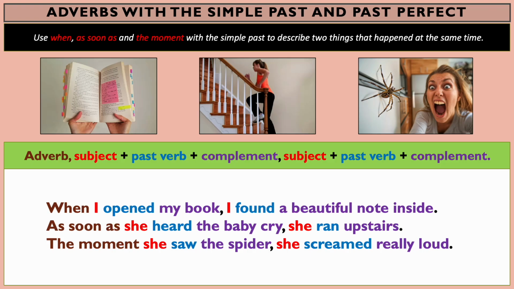In this case, we use when, as soon as, and the moment to say that two things happen at the same time. And in this case, you can change the position. You can say, I found a beautiful note inside when I opened my book. She ran upstairs as soon as she heard the baby cry. She screamed really loud the moment she saw the spider. So you can change the position. And these are used to indicate that two things happen at the same time.